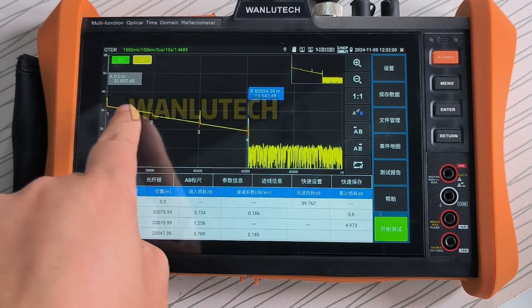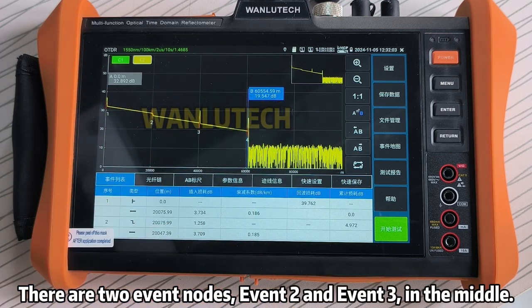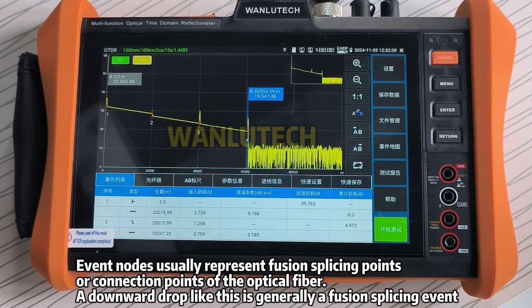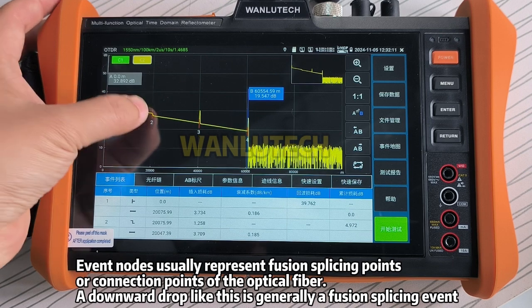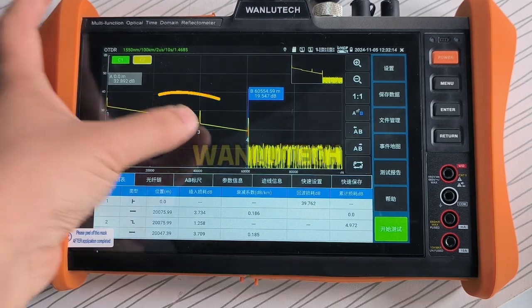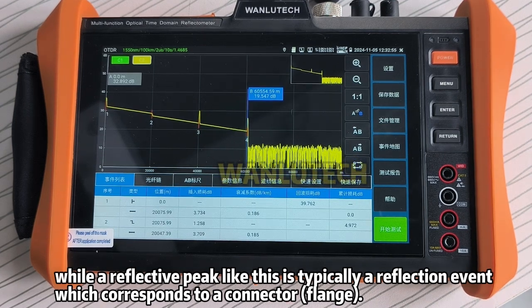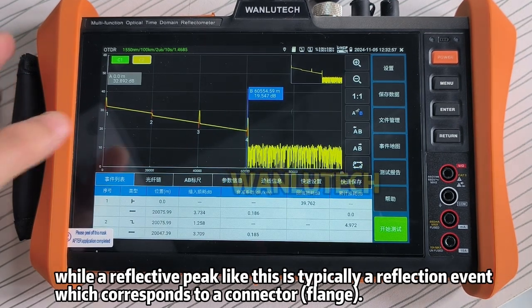loss throughout the fiber. There are two event nodes, event 2 and event 3, in the middle. Event nodes usually represent fusion splicing points, or connection points of the optical fiber. A downward drop like this is generally a fusion splicing event, while a reflective peak like this is typically a reflection event, which corresponds to a connector flange.